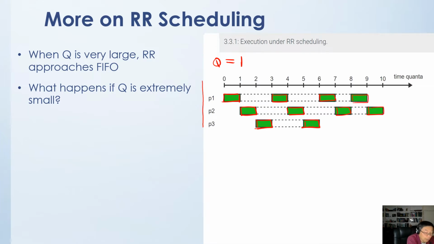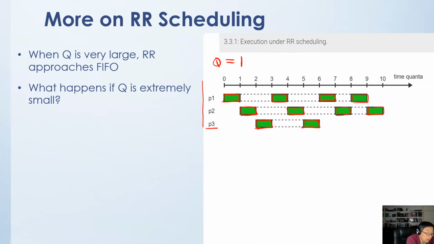Now, the good thing about round robin is that it does not discriminate against any process. Can you see that? Let's say you have 3 processes and process 3 is definitely the smallest process, right? It only takes 2 time units. The total CPU time is only 2. And P1 and P2 are much bigger, double the size, with 4 total CPU time.